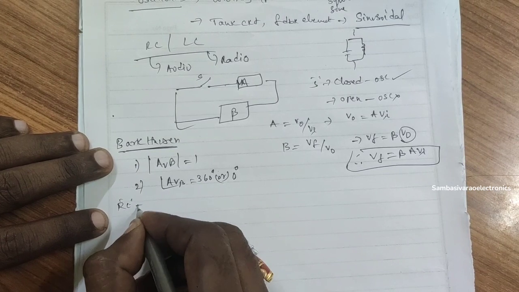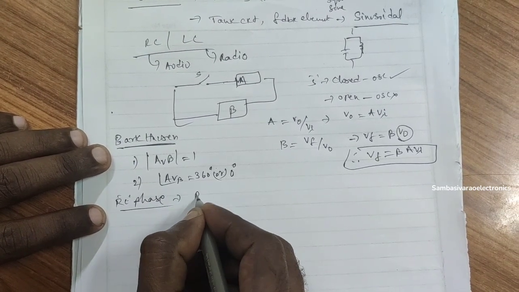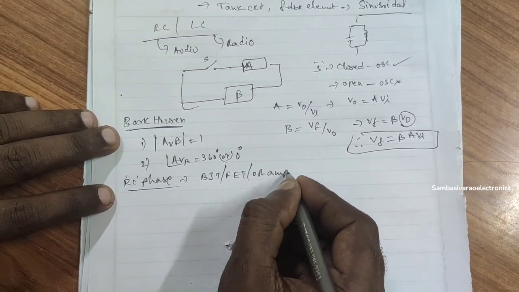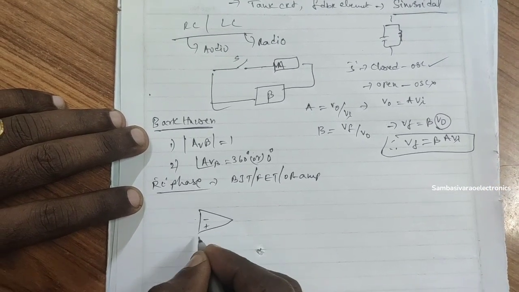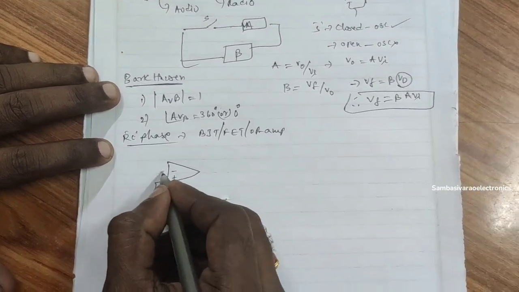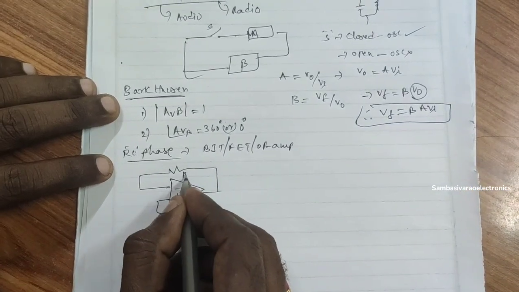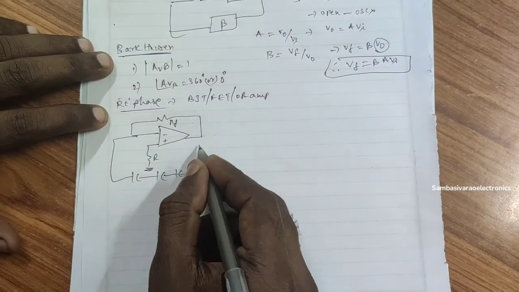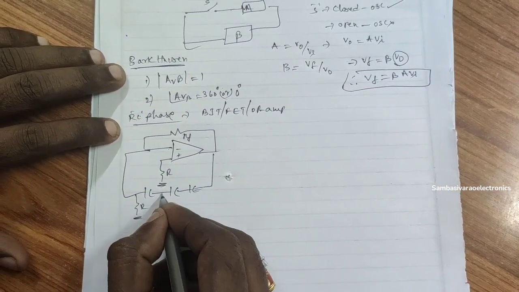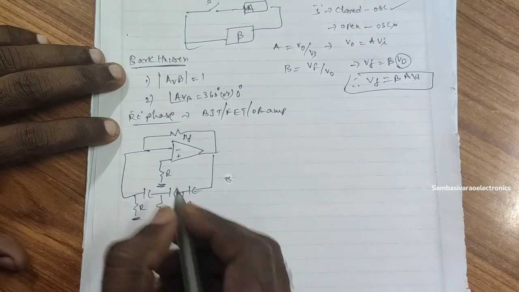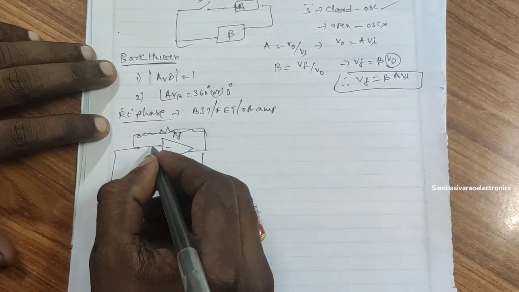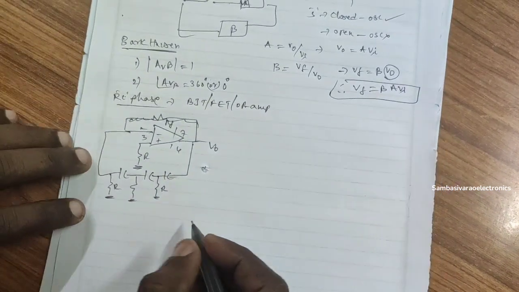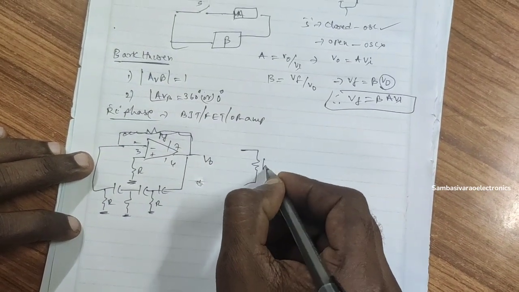Next, we have three types of RC phase shift oscillator circuits. The first is constructed with a BJT, another with an FET, and another with an op-amp. Here I am taking an op-amp. The non-inverting terminal is grounded with a resistor, and a feedback resistor RF is connected. I am connecting three RC sections as the feedback network. Pins 2 and 3 are inverting, 7 and 4 are supply, and the output is measured here.